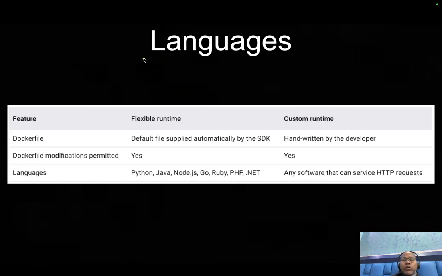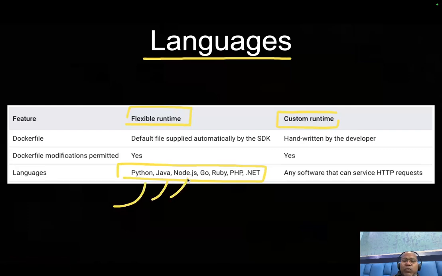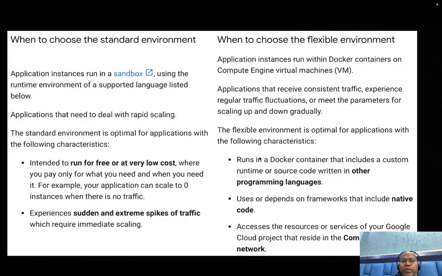Whenever you are developing and building applications, you have to think about which programming languages App Engine supports. In the standard mode, by default, you can write your application in Python, Java, Node.js, Go, Ruby, or PHP. But in the custom or flexible environment, you can run any different programming language, as long as it can serve HTTP requests. So App Engine offers a variety of language options.